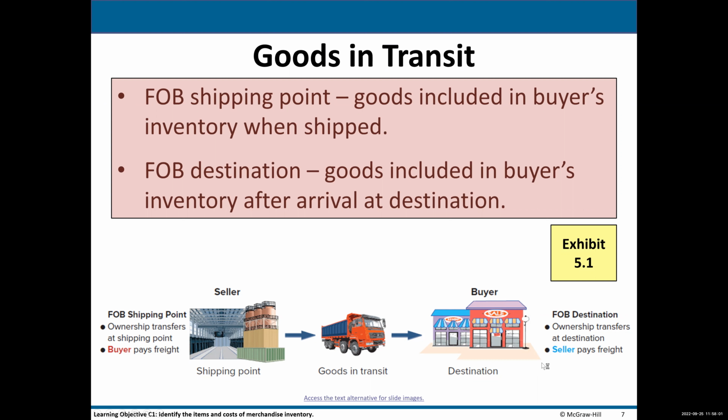Now, if it's FOB destination, well, who's at the destination? The buyer. It's free on board to the buyer, so the seller is paying the freight. So as long as that inventory is on the truck, it belongs to the seller. The buyer would not include it in their count until it arrives, because title will pass as soon as it's delivered at the destination, at the buyer's place.